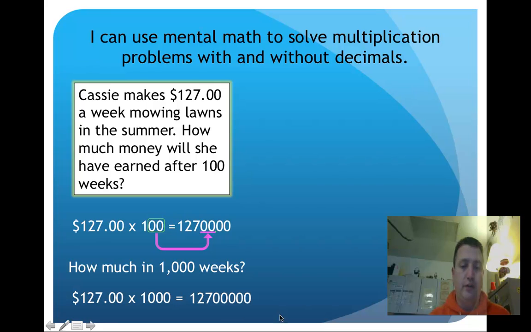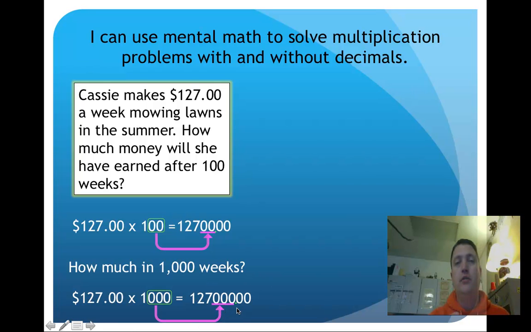Look at all those zeros. Okay, I have 1, 2, 3 zeros here, so that means I'm going to move my decimal place to the right 3 places. I'm going to start right after the 7. 1, 2, 3, and there's my decimal point. Now all I did was take the 3 zeros at the end of the 1,000, and I moved them down to the end of the 7 here.